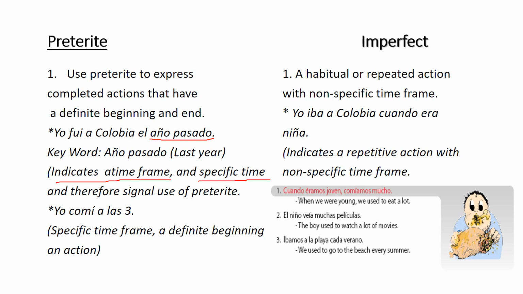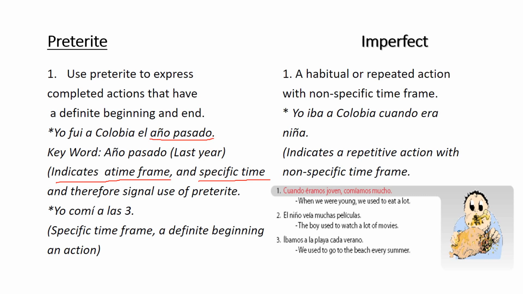Number 2. Yo comí a las 3. I ate at 3. Again, I use preterite because I have a definite beginning and a definite end. When did I eat? At 3. I have a specific time and I know specifically when the action took place and what time.